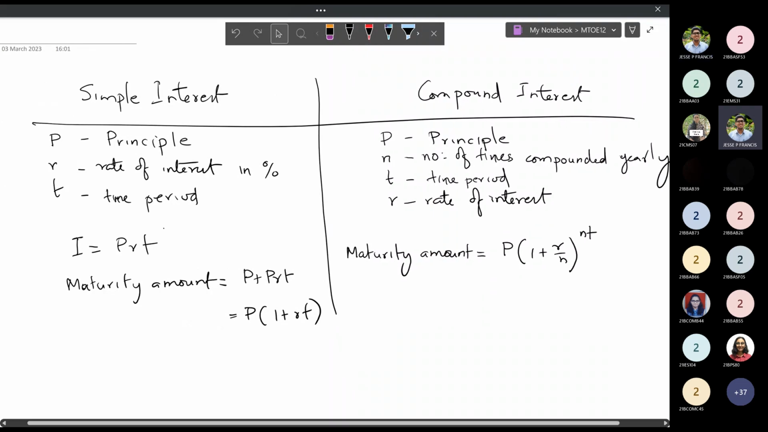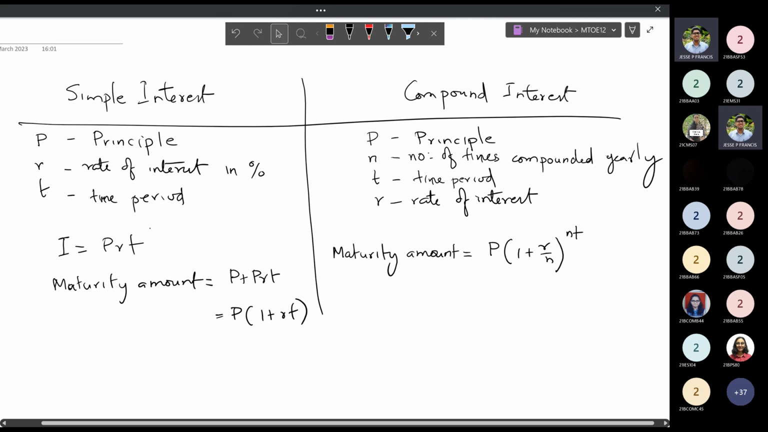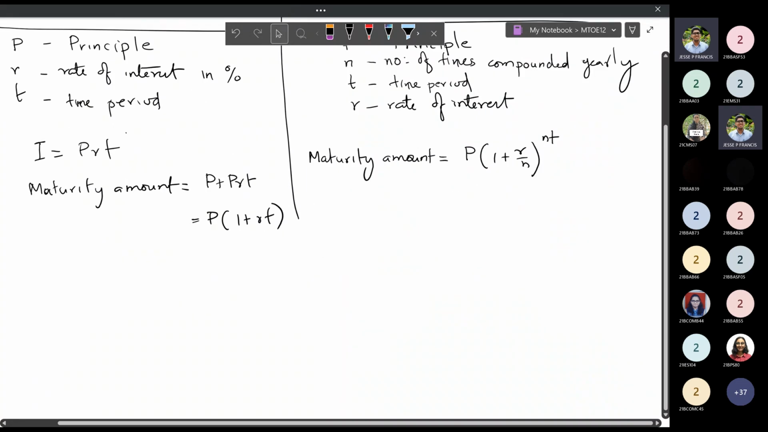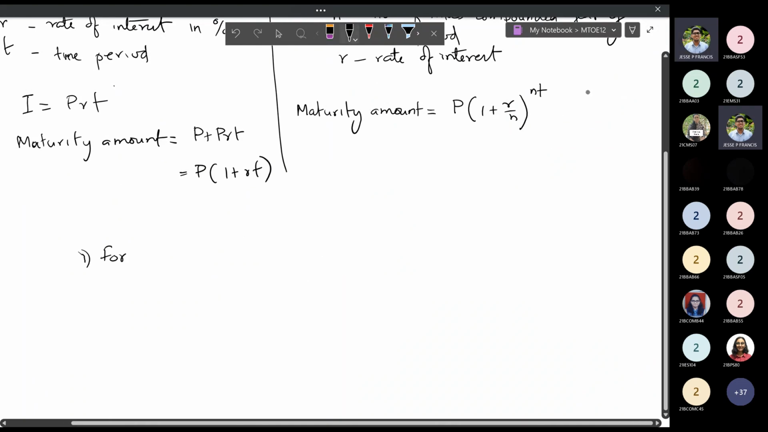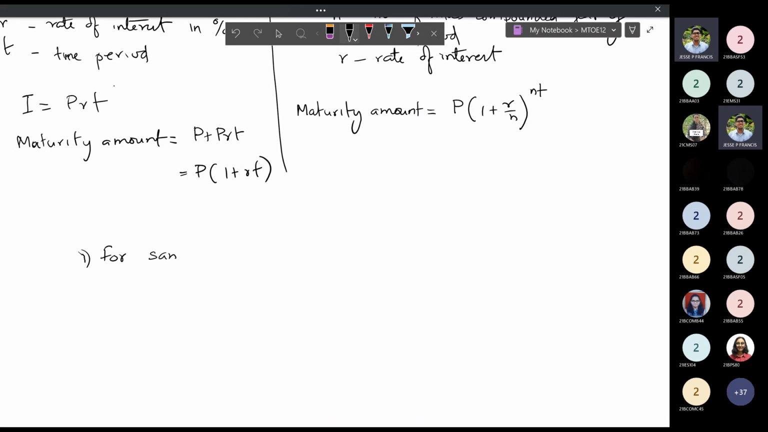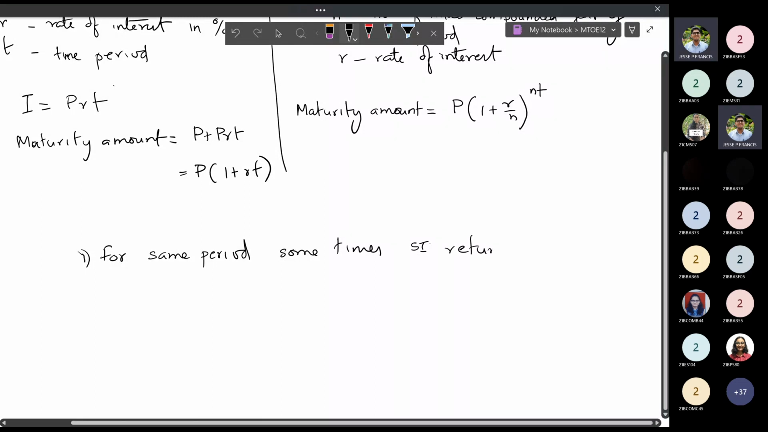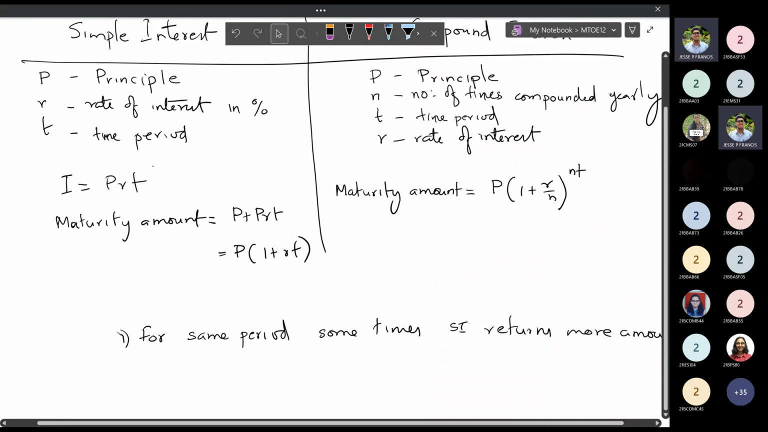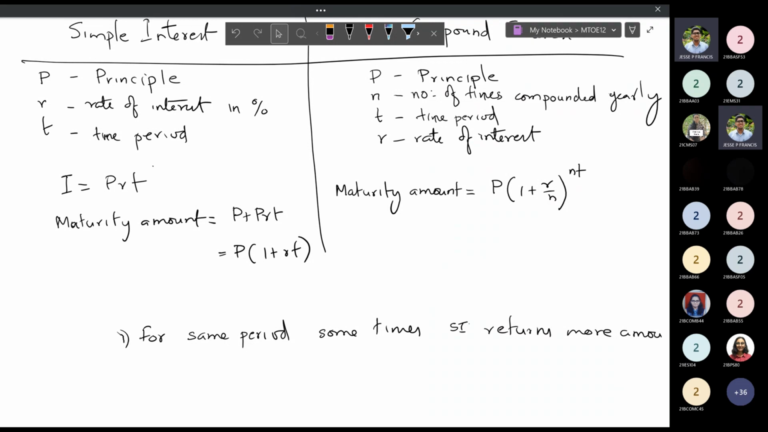All right. Now, interesting. In what way could we improve this entire discussion? One thing we already noticed, we made an observation that for the same period, sometimes simple interest returns more amount. That we noticed. Simple interest is more profitable in some cases, and we did many different problems. Turns out, even if the percentage is the same, simple interest returns you more.